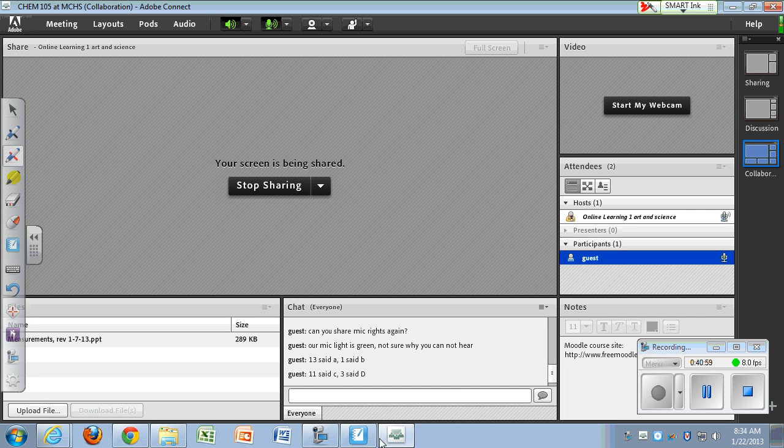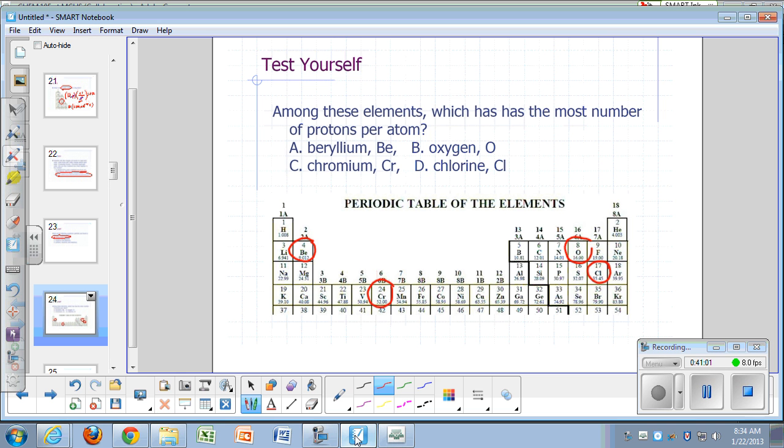Okay, so popular answer is C, chromium. All right, so beryllium atomic number is 4, so that's 4 protons. Oxygen has 8 protons per atom. Chlorine has 17 protons per atom. Chromium has 24 protons per atom. Correct answer is C.